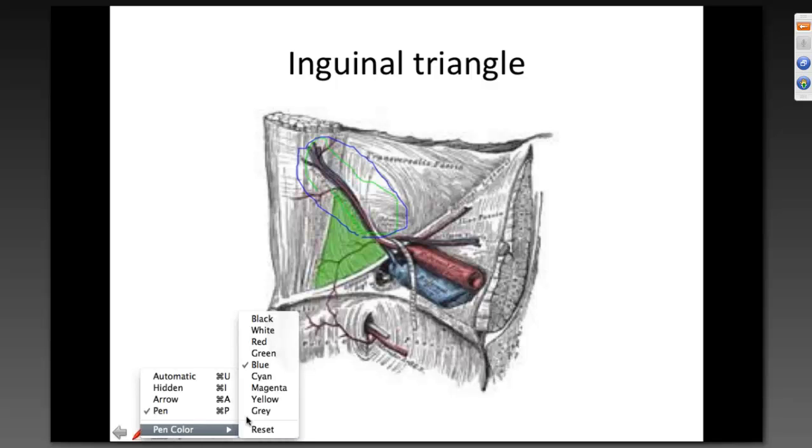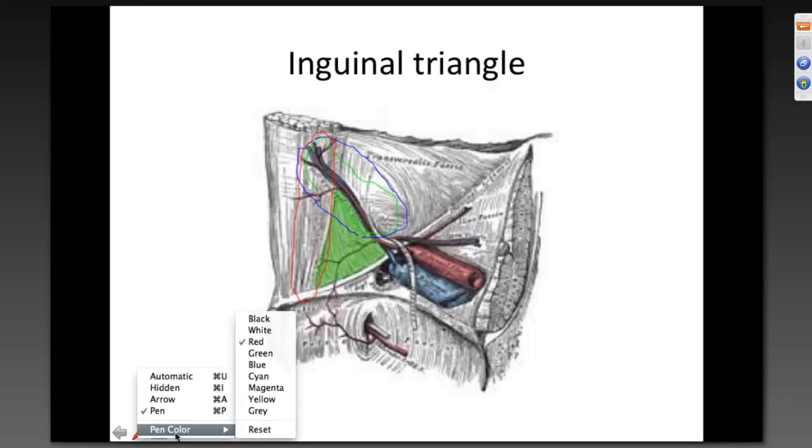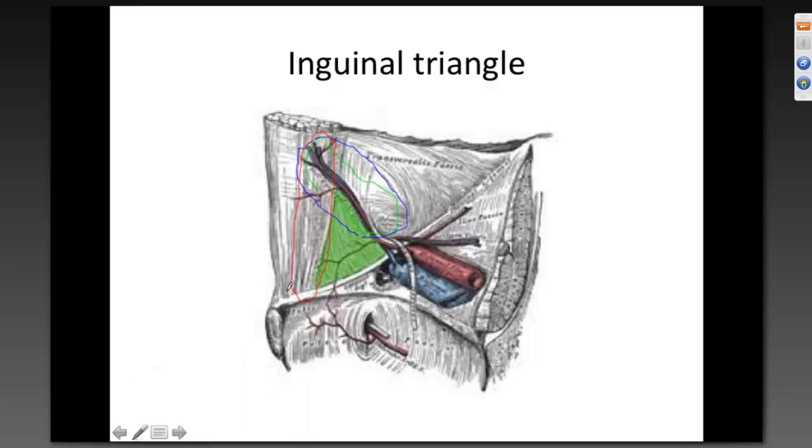I'm going to pick a different color to do that conjoint ligament here. Okay. Hope you can appreciate it going just right there. And then, what's a good color? I don't know. Cyan. Okay.